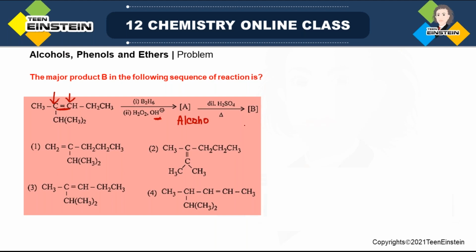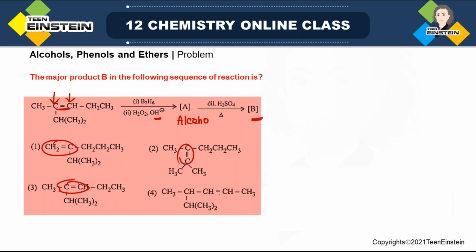Then you are using dilute H2SO4. So this is the reaction of alcohol with dilute H2SO4, and finally you are getting B. Now, if we look at the options, what kind of molecule will B be? That you can easily understand. See, in options 1, 2, 3, 4, in all cases you have a C=C double bond.